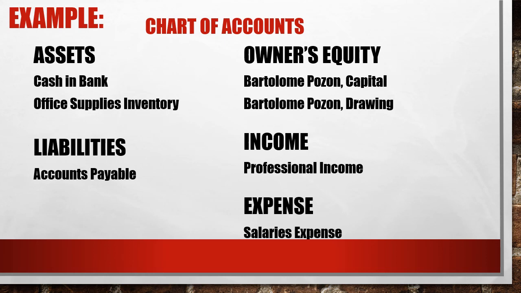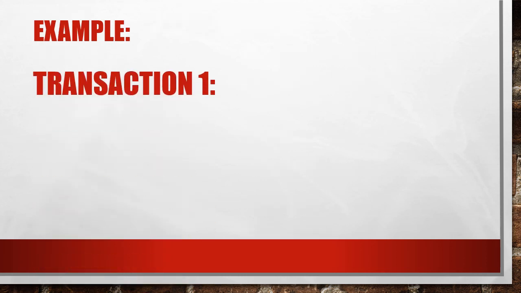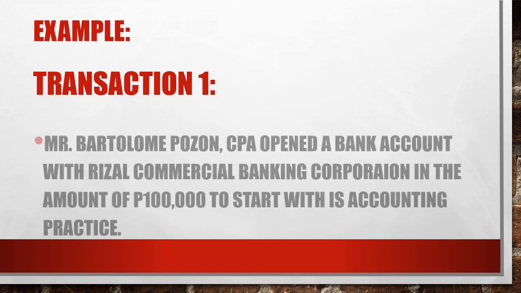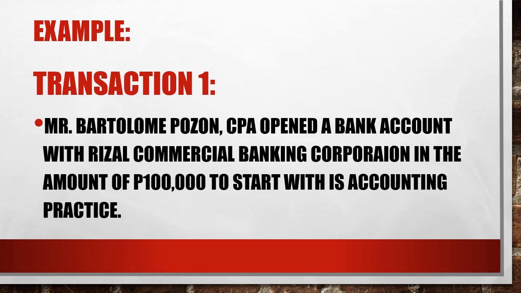You'll just enumerate them. So cash in bank, office supplies, inventory, accounts payable, Bartolome Pozon capital, Bartolome Pozon drawing, professional income, and salaries expense. So I'll teach you how to use the chart of accounts for your folio in the next few chapters. So this example is where I will let you try to solve the problem. Be sure that when you would solve the problem, you will use the account titles presented in the chart of accounts.